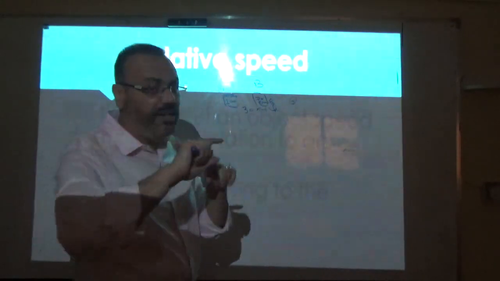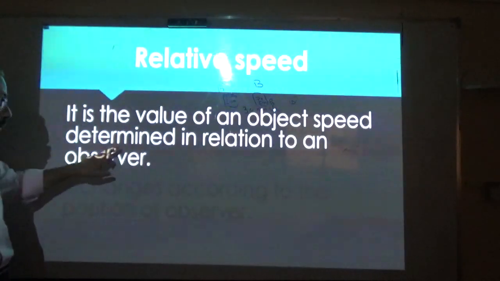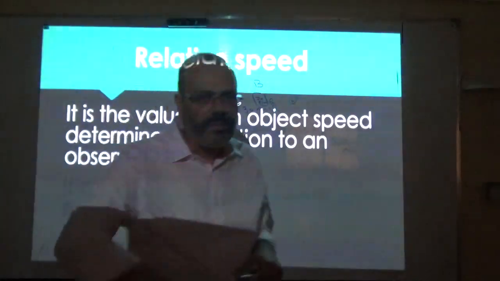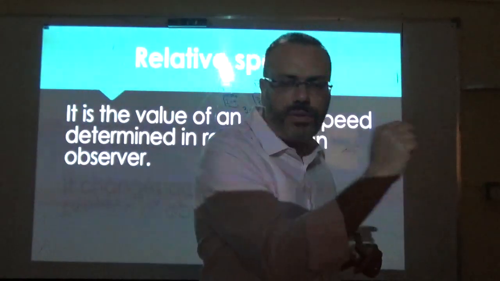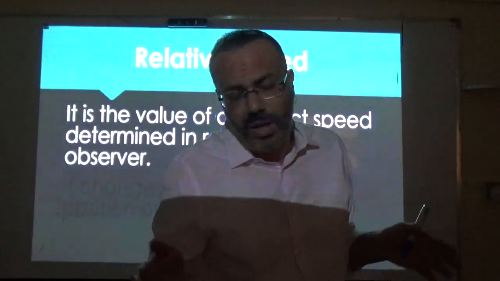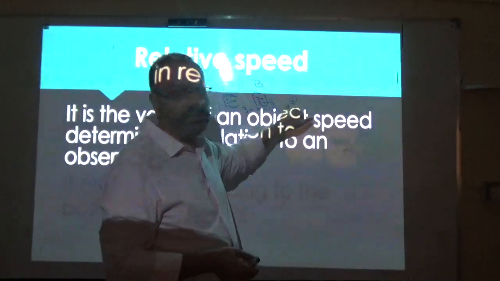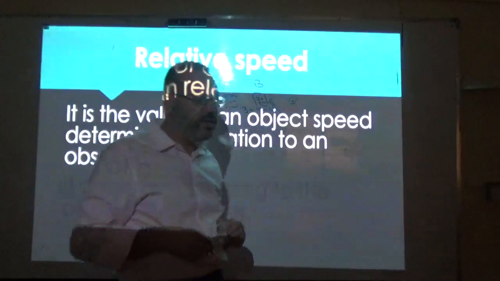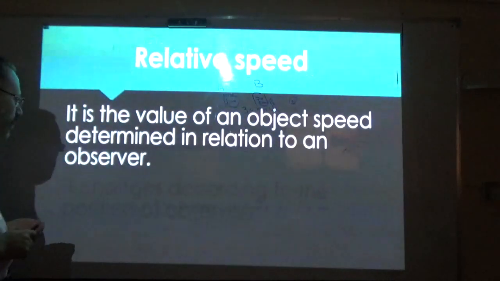So we can define the relative speed as the value of an object's speed determined in relation to an observer. This speed observed by the observer must not be the real speed. Maybe it is the real speed when you stand on the road, but when you are in the car, it's not the real speed. So the relative speed is the value of an object's speed determined in relation to an observer.